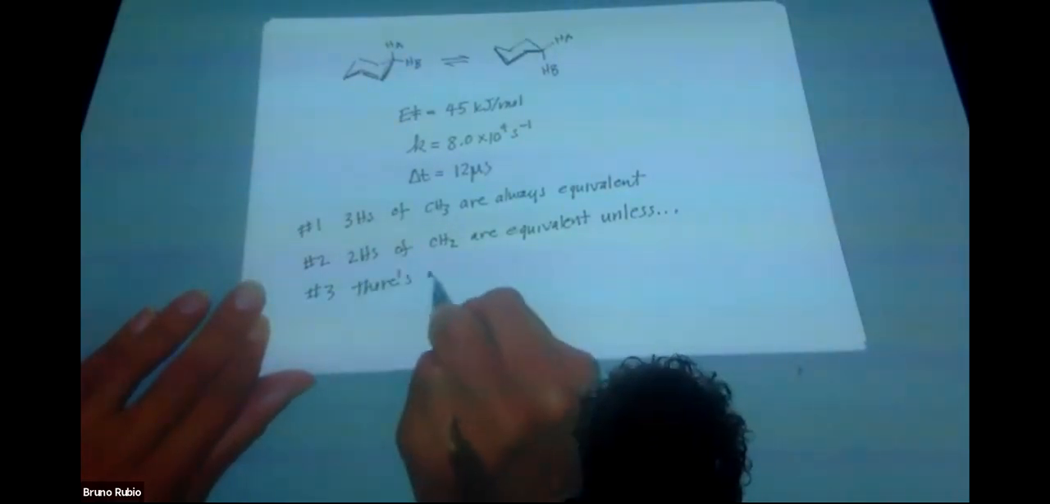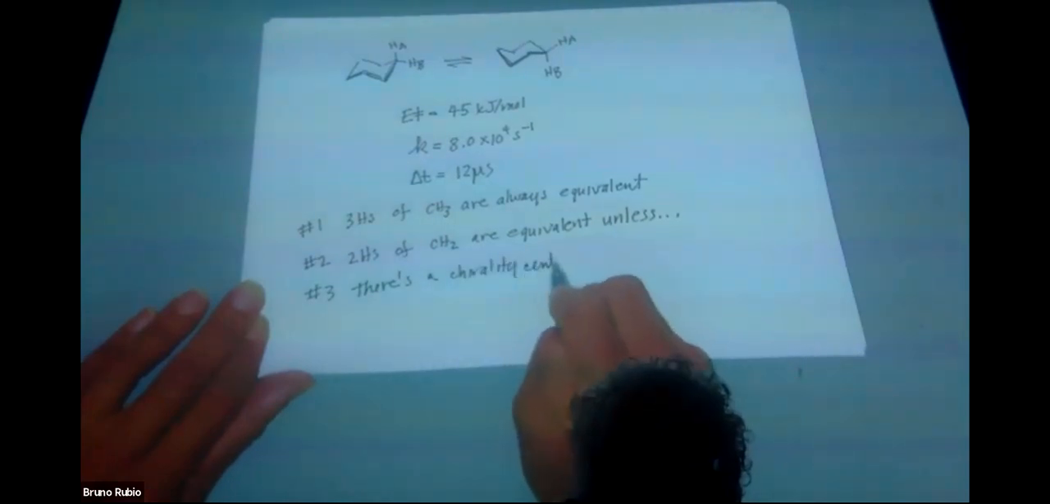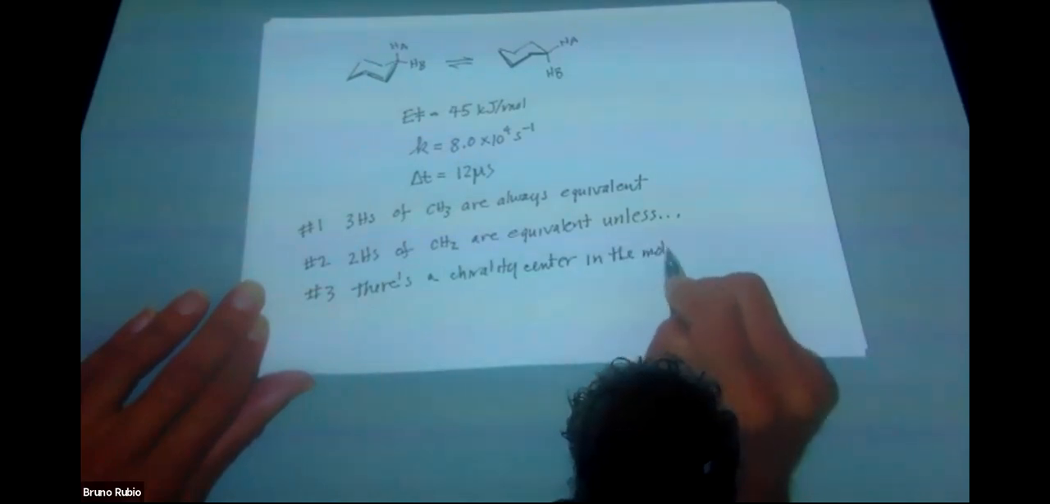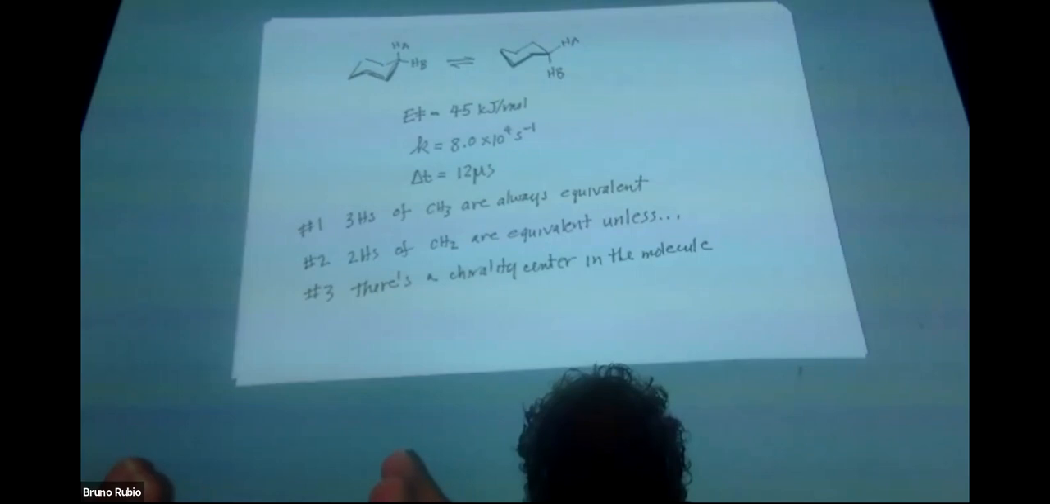There's a chirality center somewhere in the molecule. So the 2 protons of a CH2 group are always going to give you one peak, but not because of symmetry, but because of a rapid mechanism. Unless there's a chirality center somewhere in the molecule, and then those 2 protons are not going to be equivalent, and they're going to give you 2 different signals.